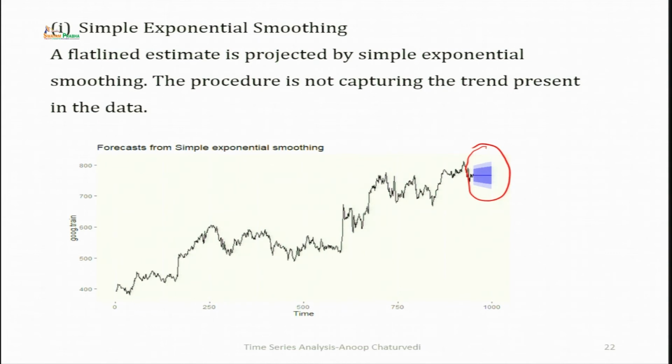So what kind of forecast you get? You get a flat lined estimate. So, a flat lined estimate is projected by simple exponential smoothing. And the reason is that this procedure is not capturing the trend present in the data. So, after this point, it is projecting a simple flat lined estimate for all the 50 observations.